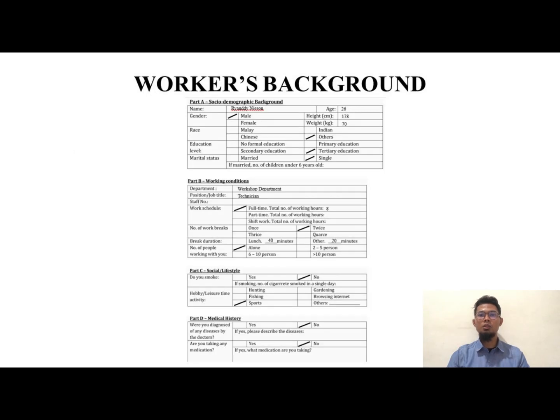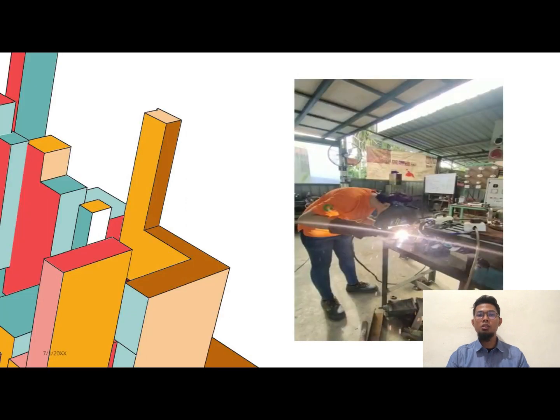Next, this slide shows the worker's background in detail. It shows that the worker works 8 hours a day, including a 1 hour break. Next slide, this picture shows that the worker is in an awkward position while welding. He needs to bend his back for 7 hours, according to the information given above. That increases the risk of getting musculoskeletal disorder, MSD.